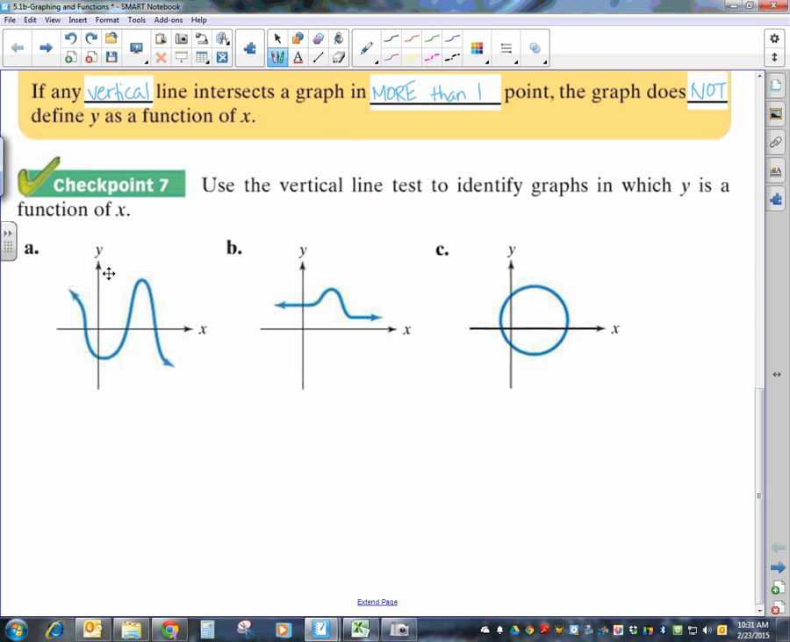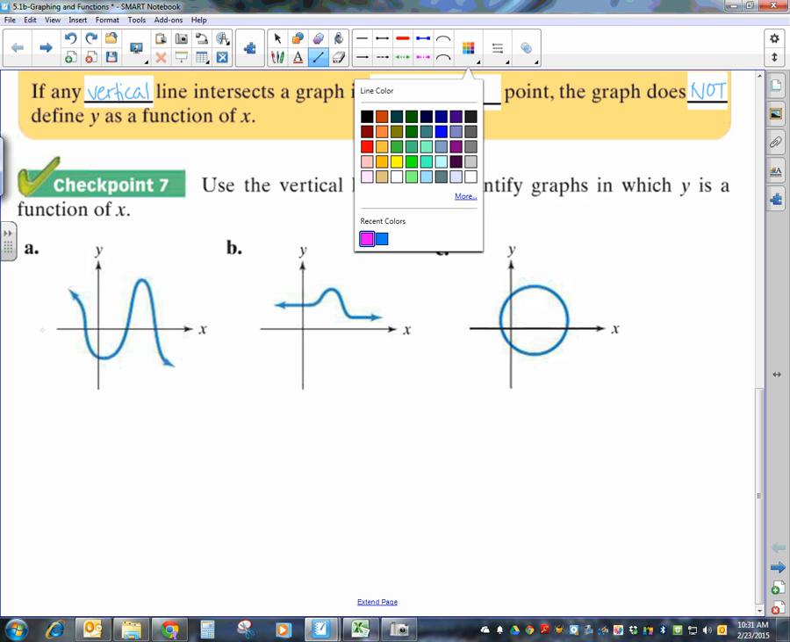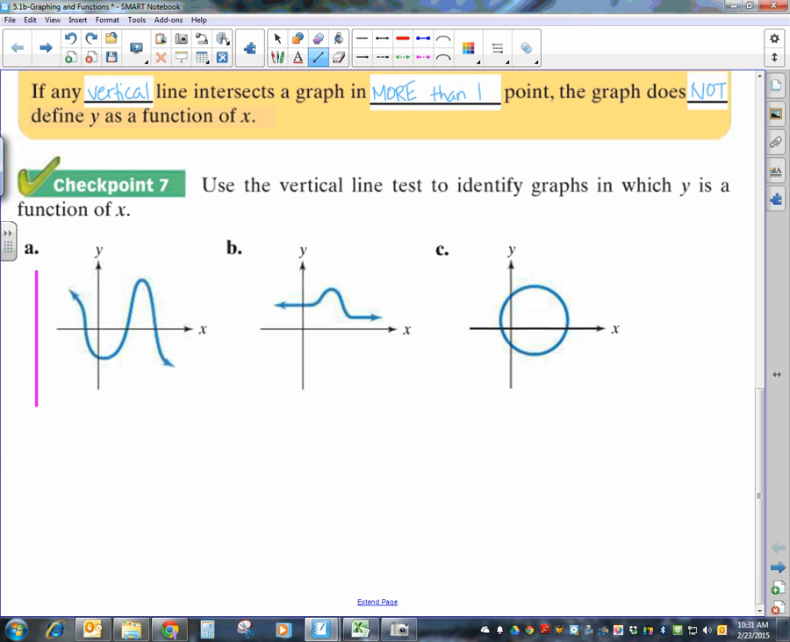So you're looking to see, can I draw a vertical line? Let me go draw one, and we'll make it this color. So I'm going to create a vertical line. Basically I'm looking to see as I cross over my graph here, do I ever touch the graph in more than one spot? And you can clearly see that we don't ever cross it more than once. So this particular graph is a function. We say yes, it is a function.